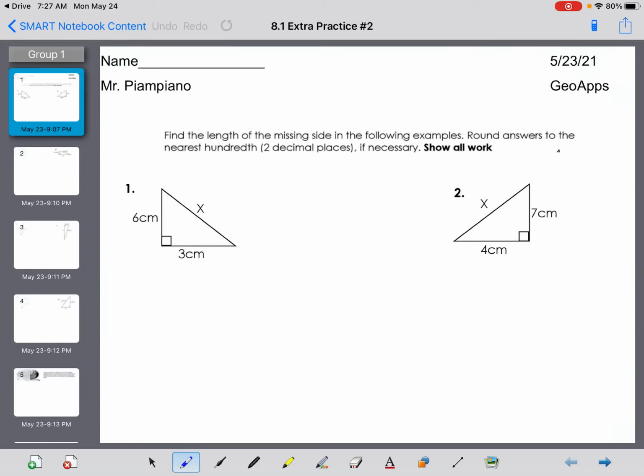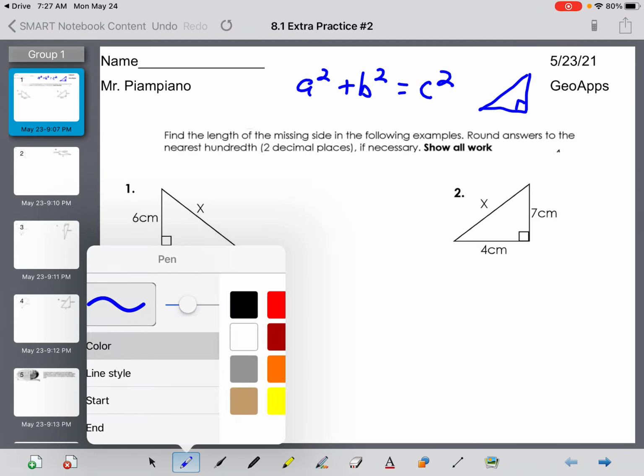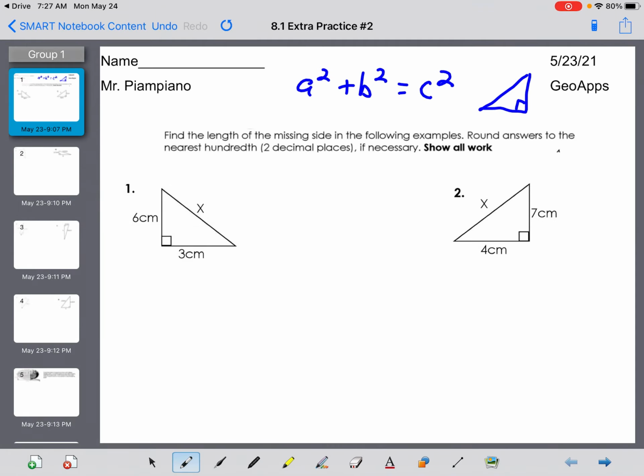All right, remember we're still doing the Pythagorean theorem, which is a squared plus b squared equals c squared. Remember, when you have a right triangle, your c value is the one across from your 90 degrees. A and B are your legs, and they could be placed in either position as long as you have C across from your 90 degrees.